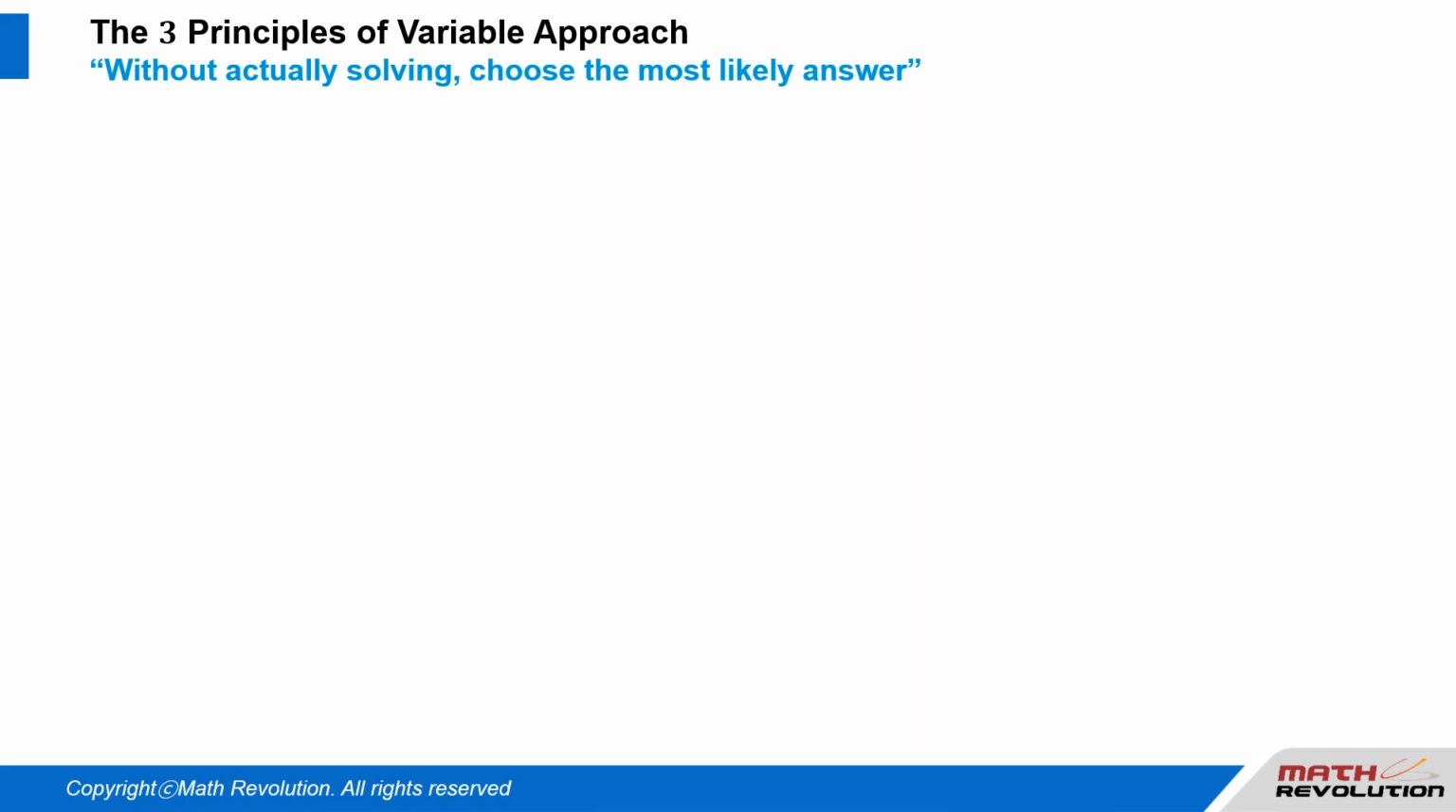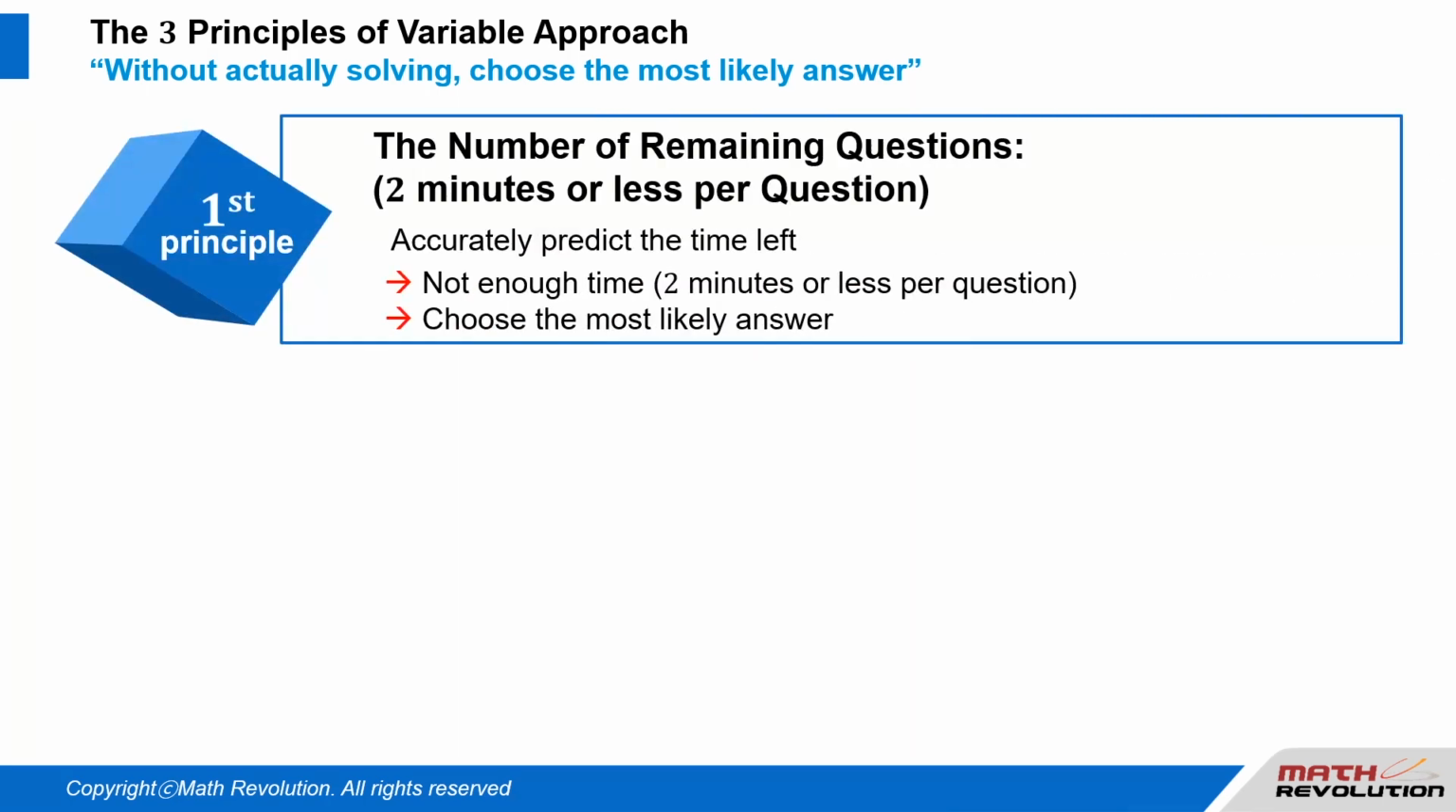Of course, you should use the 3 principles along with the variable approach, and these principles are: first principle, the number of remaining questions times 2 minutes or less per question. If you do not have a lot of time left to finish the exam, consider the option of choosing the most likely answer. You should compare how much time you have left with the ideal amount of time, which is the number of remaining questions times 2 minutes or less per question. If the ideal amount of time left is less than the actual time you have to finish the exam, you are behind schedule and should consider choosing the most likely answer.